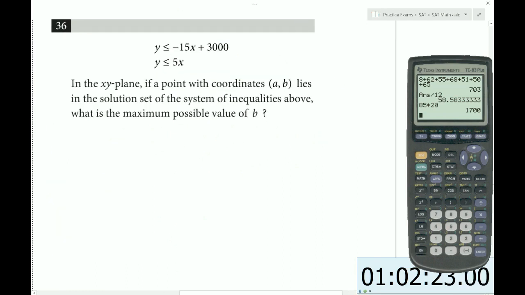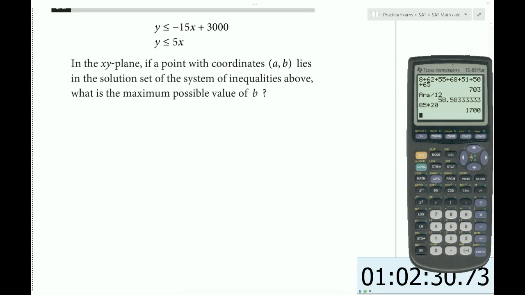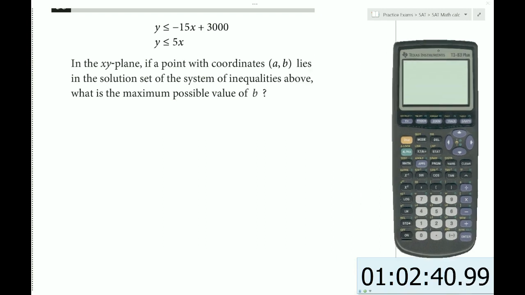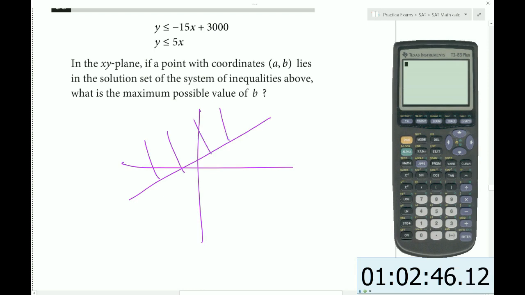In the xy plane, if a point with coordinates (a, b) lies in the solution set, what is the maximum possible value of b? Okay. Well, since we have the calculator, we could graph them out and see how they look. But theoretically, all we need to do is find the intersection point. Let's say one of them is like this, shading upwards, and the other is, for example, like this, again shading upwards. Really, this is the critical point here. It's the intersection point. That's going to be the maximum or minimum of your solution set.